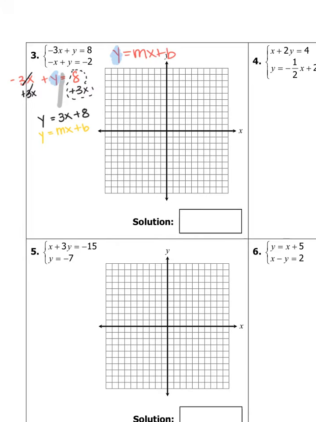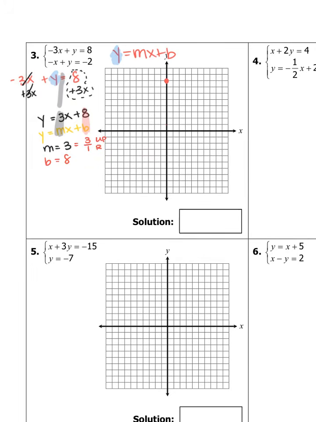So my slope would be 3, and my y-intercept would be 8. So now I can graph that one. So I'm going to start at 8 on the y-axis. So count up 1, 2, 3, 4, 5, 6, 7, 8. And then I have to move my slope. So this is like 3 over 1, which would mean to go up 3 and right 1.